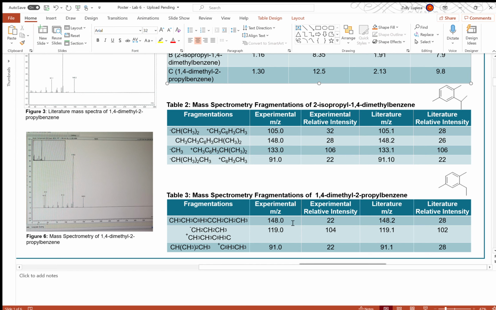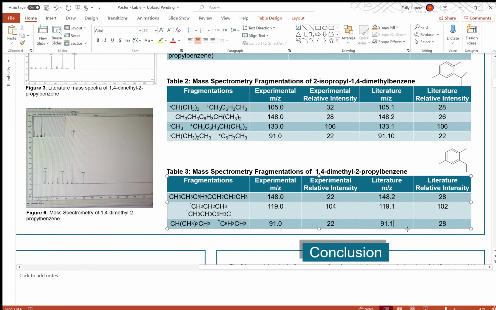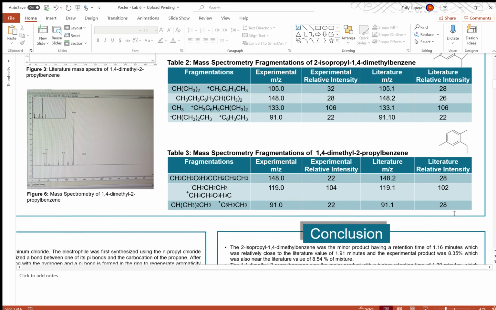And then we have the base peak of 148.0 when there's no fragmentation, which is really close to the literature value of 148.2. It also has a relative intensity of 22, which is close to the literature value of 28. And then we have the peak at 91.0, which is just the ring and the methyl group, and that has an MZ value close to the literature value, the difference being 0.1. The relative intensities are also very similar, the experimental value being 22 and the literature value being 28.